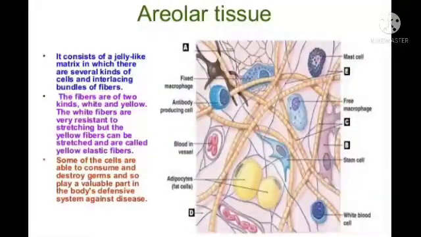Areolar tissue. It consists of a jelly-like matrix in which there are several kinds of cells and interlacing bundles of fibers. The fibers are of two kinds, white and yellow. The white fibers are very resistant to stretching, but the yellow fibers can be stretched and are called yellow elastic fibers. Some of the cells are able to consume and destroy germs and so play a valuable part in the body's defensive system against diseases.